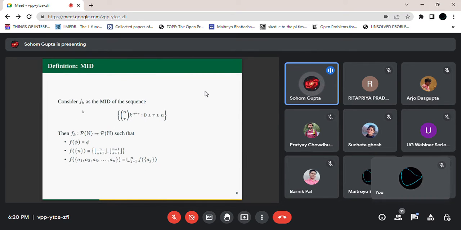So consider f_k as the maximum index determiner of the sequence, the weighted binomial with k as my weight. I define the function f_k from the power set of naturals to the power set of naturals with some rules. Firstly, we don't know where the empty set should go, so we just send it to the empty set, because we aren't really bothered about empty sets in this case. The next rule is what it does to singletons. If we have a singleton {n}, it sends this to these two numbers, which we need to be a bit careful about: the floor of n over k plus 1, and the floor of n plus 1 over k plus 1.